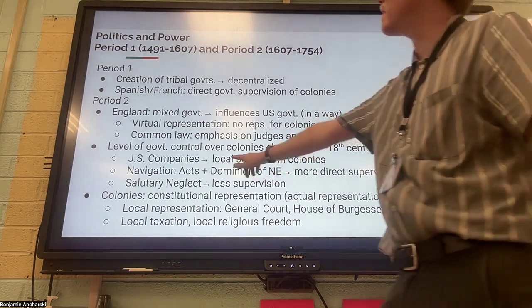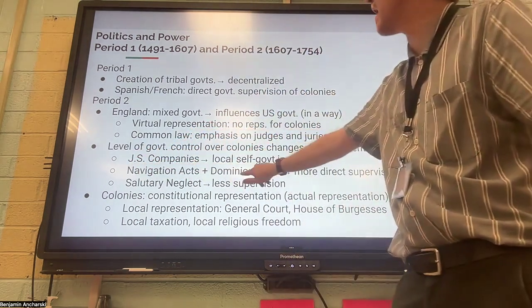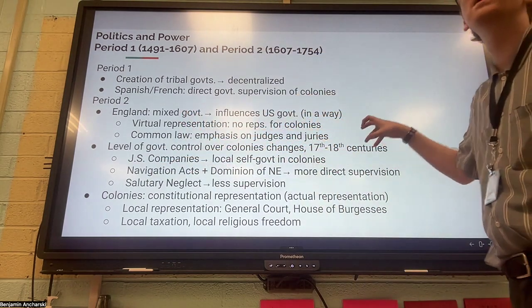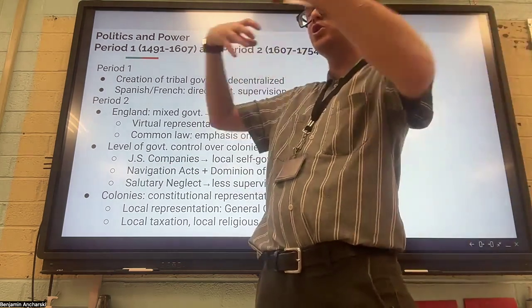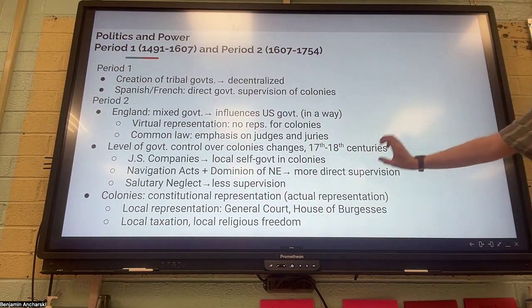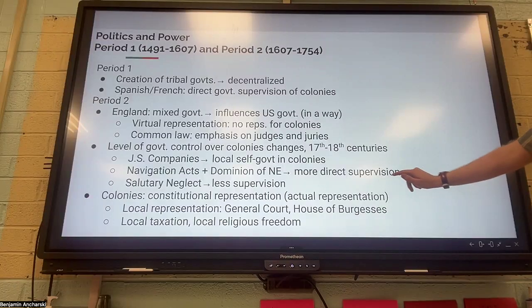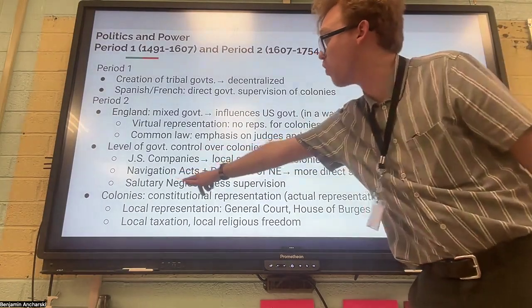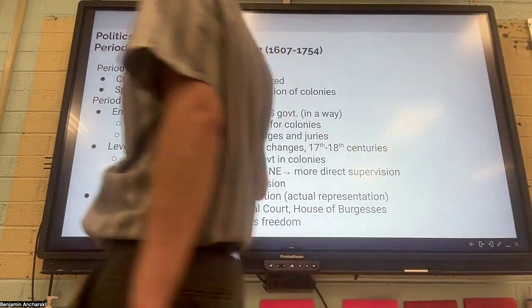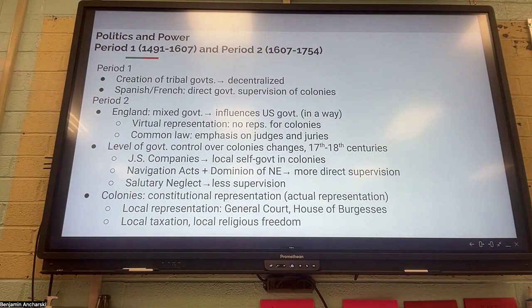But as time goes on, England starts to clamp down on the colonies. The Navigation Acts, the Dominion of New England, these are two examples of English government control over the colonies. But it's expensive to maintain mercantilism, so we did see this transition towards salutary neglect. At the same time, though, the colonies have their own distinct constitutional systems of government.